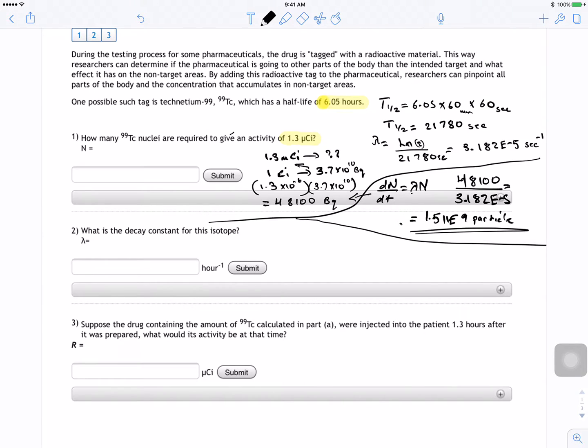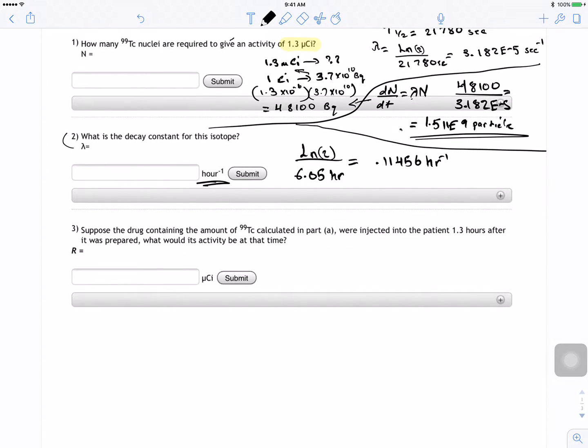So what is the decay constant for number 2? What's the decay constant for this isotope? We do natural log of 2 divided by 6.05 hours. I'm using this half-life because they're asking in hours in here. Okay, for this guy I got 0.11456.